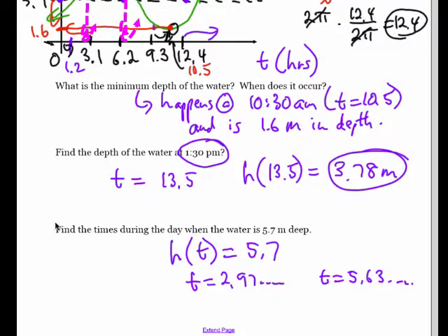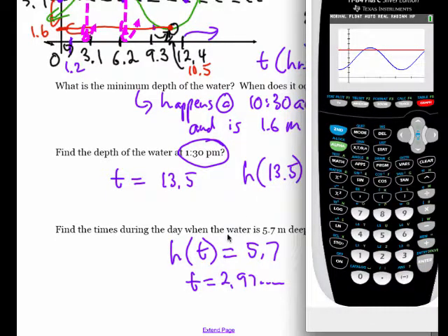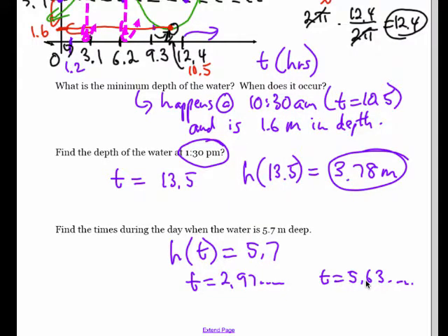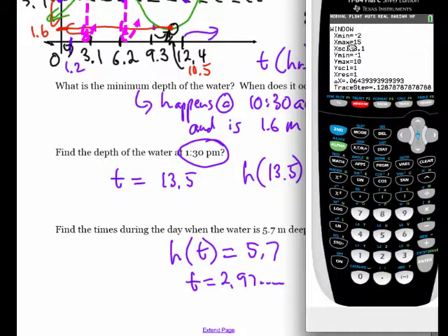Now you'll notice that the question says to find all times during the day. The two times that we found so far are in the morning, because we're at just before 3 a.m. and just before 6 a.m. But the graph is going to go down and then come back up and hit 5.7 again. So what I'm going to do on my calculator is I'm going to extend my values of t for the 24-hour period. Let's go to 25 hours.